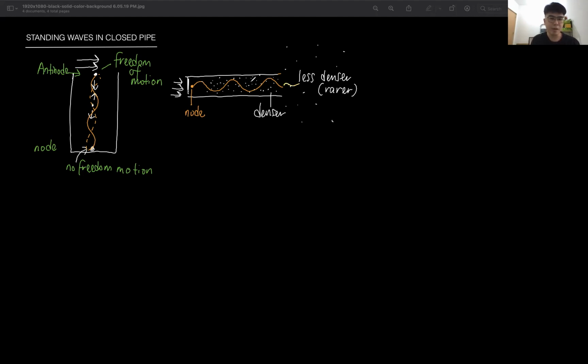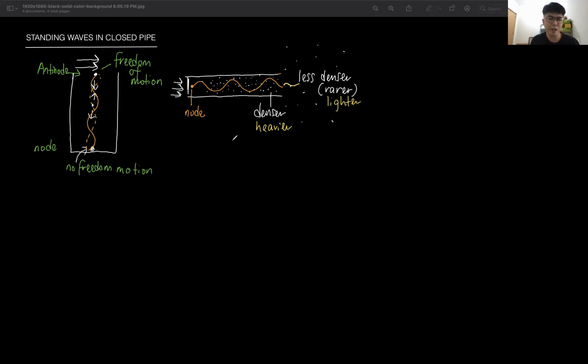What I want you to know is that as the denser particles try to escape to the less dense medium, some of the particles will get reflected back. Denser particles means they are heavier, and less dense means they're lighter, and there are fewer particles.